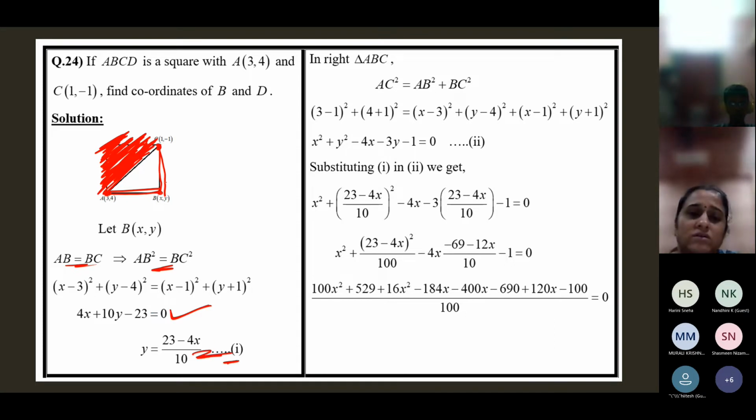Now, what's the other thing you can say about this figure? So this is a right triangle, because this is a right angle, it's a right triangle.